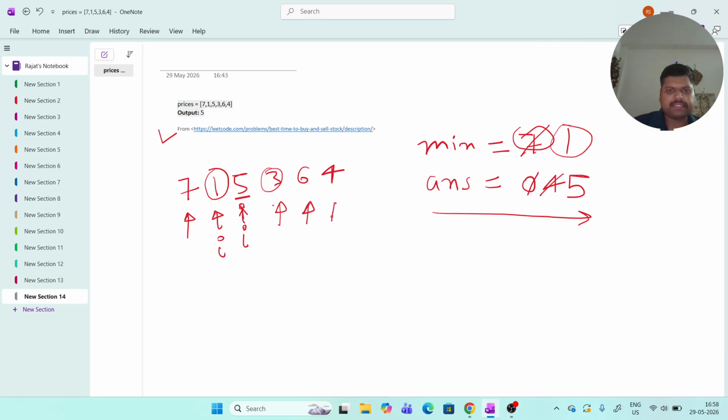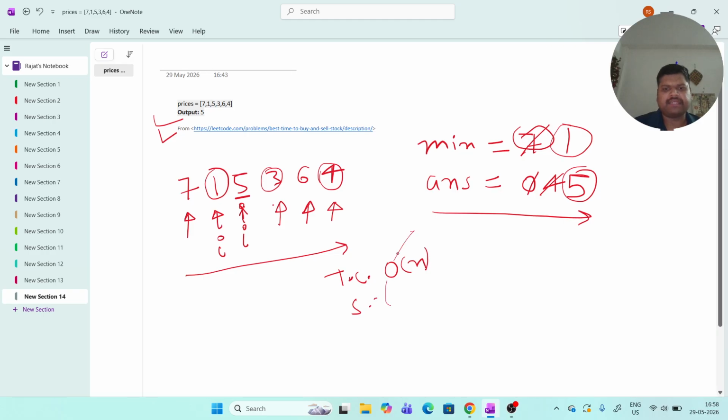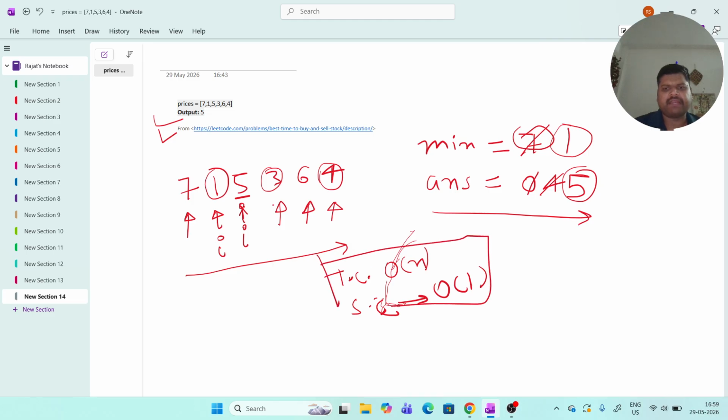Now we go and check for the last round. Prices of i is 4, min is 1, 4 minus 1 is 3, which is not greater than 5. So 5 is our final answer, which is validated with our test case. So in a single loop we are able to find the maximum profit. Time complexity is O of n, space complexity is O of 1 because we are using a constant number of extra variables. So this is better than our brute force approach.